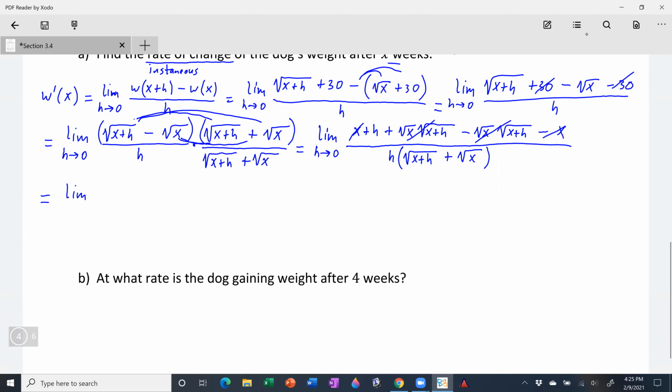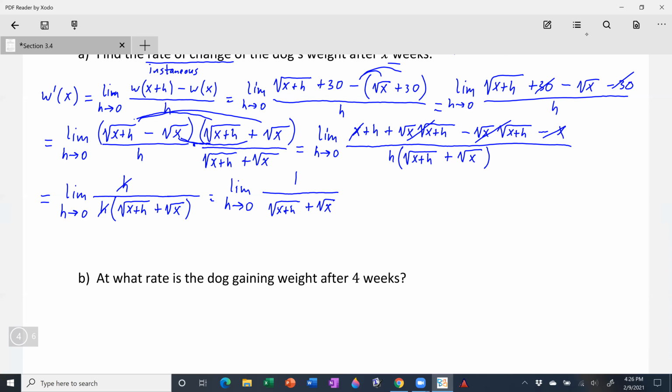So now we've got the limit as h goes to 0 of, and all that's left on top is an h. And then, like I said, if we leave it factored out, there should be some nice canceling. And there is, because the h is the only thing that's left on top, so that can cancel. And so now it's just 1 up there. And on the bottom, we have the square root of x plus h plus square root x. So now that we've canceled that 0 over 0 problem, we can go ahead and try direct substitution again.